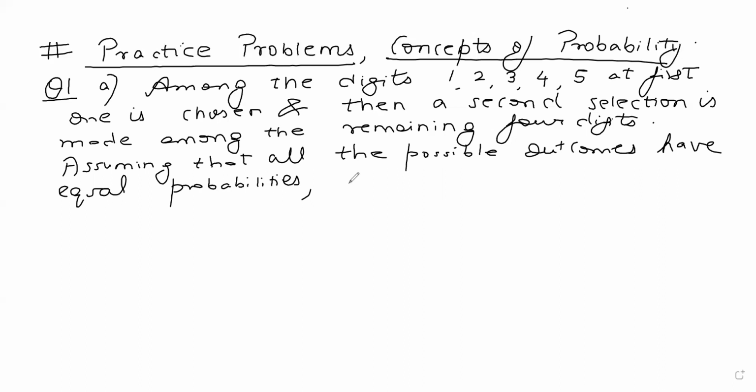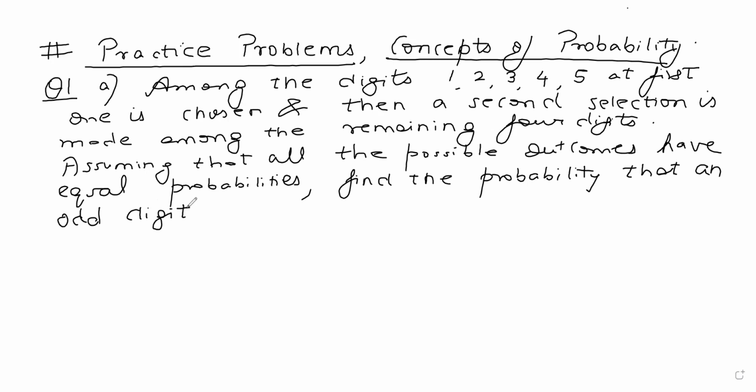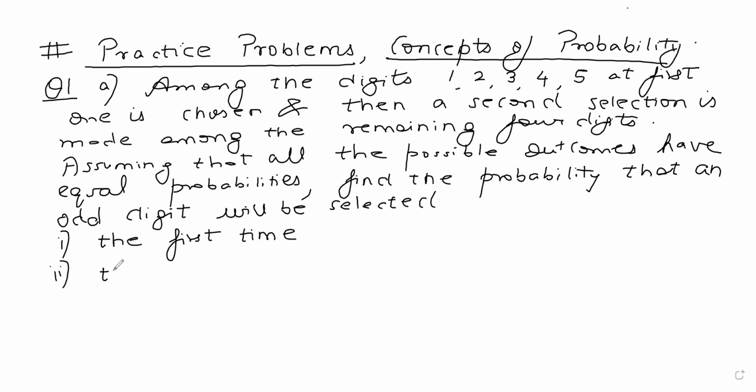the question asks us to find the probability that an odd digit will be selected the first time. What is the probability that an odd digit will be selected the first time? The odd digit will be selected the second time, and the probability that the odd digit will be selected both the times. So students, let's quickly solve this problem.